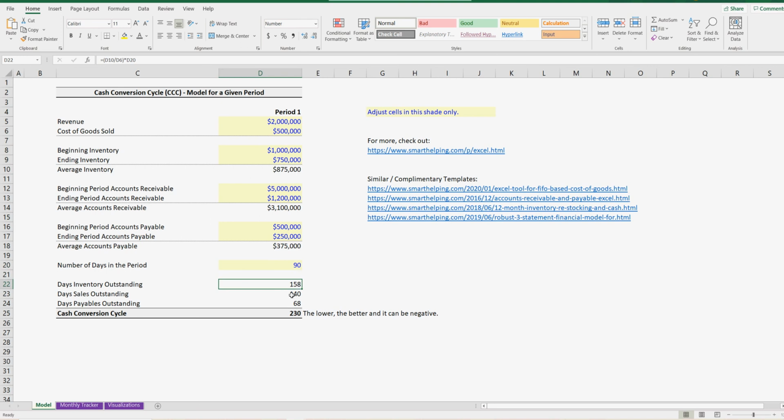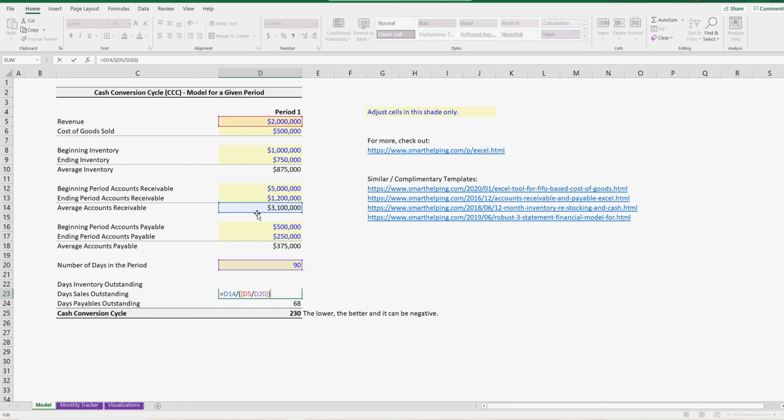And what these calculations on here do is say, well, if your average inventory is this, and in 90 days you had cost of goods sold of this, it's going to take you 158 days to sell things, essentially sit in inventory for 158 days. For days sales outstanding, you're looking at the receivables in relation to revenue in the same 90-day period. And it's saying if your average receivables are this, and this is your revenue being created, then in theory, it's taking you 140 days to collect on receivables.